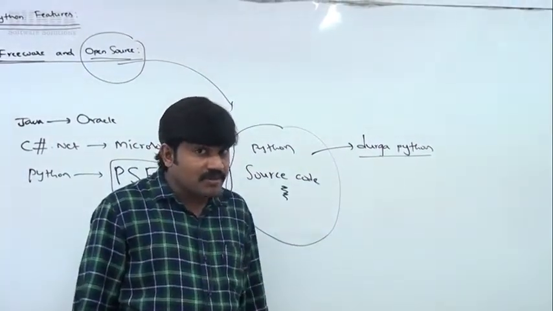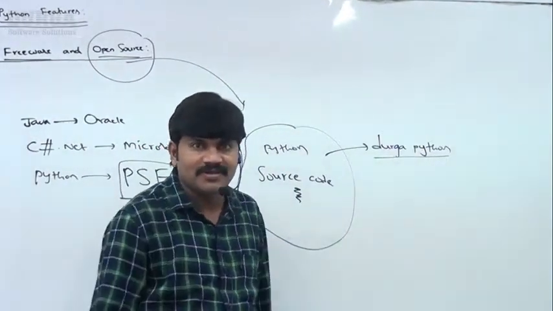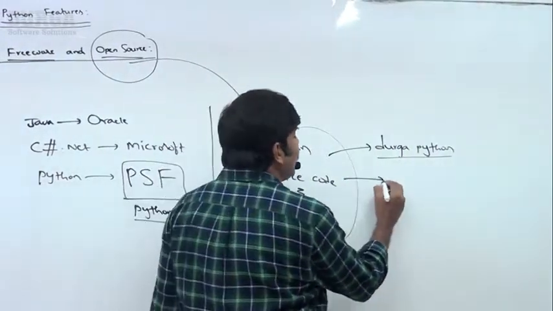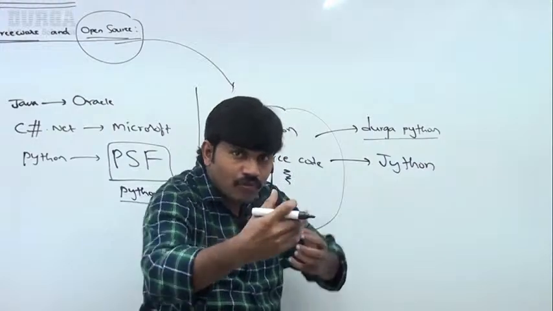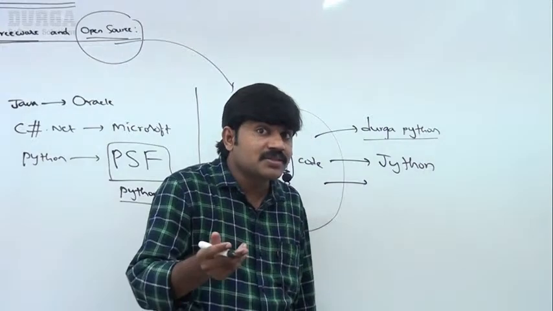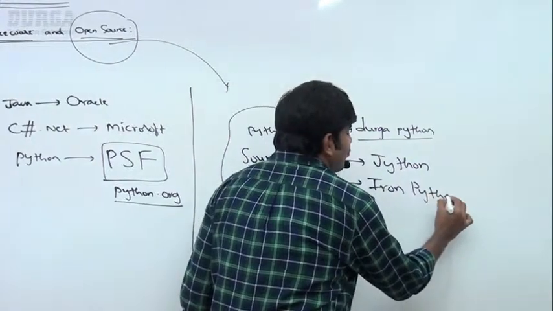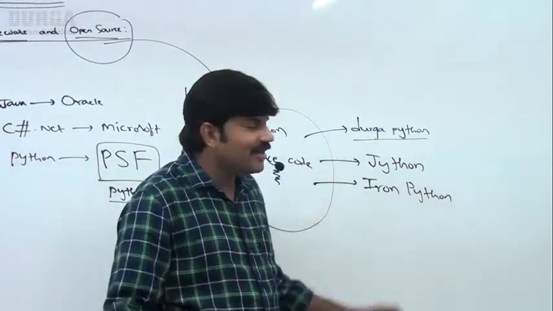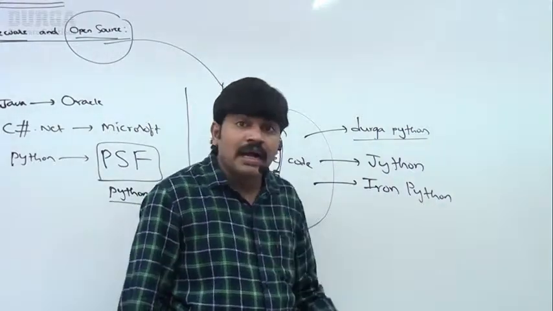Because of this, multiple flavors of Python are possible. One is Durga Python, another is Nagoor Babu Python. Next, if you want to work with Java applications, which Python do we require? Jython, the Python customized to work with Java applications. In the same way, if you want to work with C#.NET applications, we go for Iron Python. Don't think Iron Python means Python developed using iron. No, the Python which can be used to work with C#.NET applications is called Iron Python.